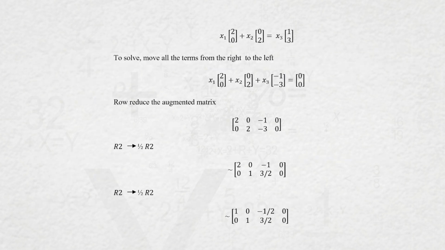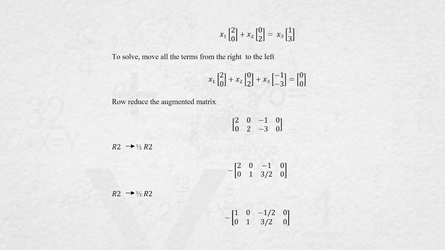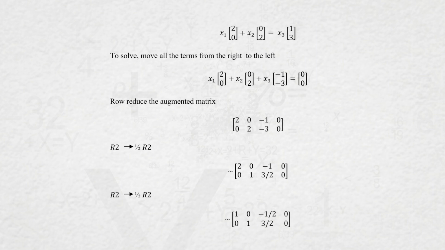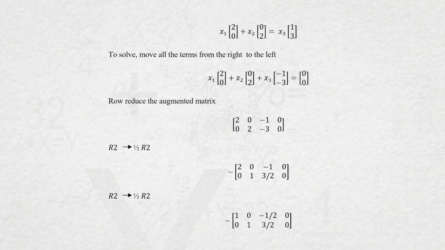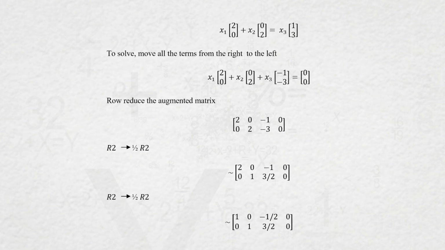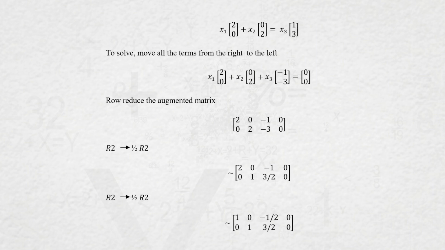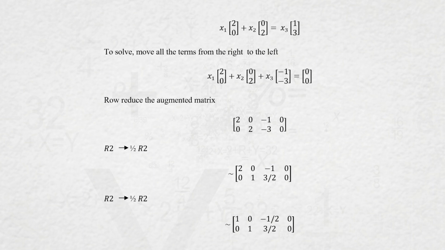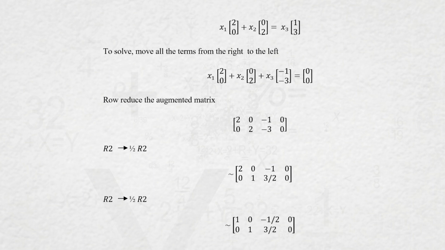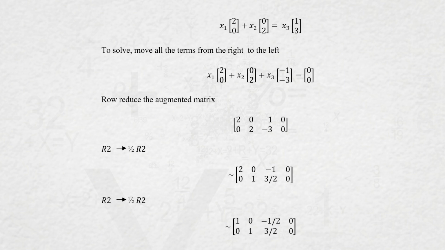To balance the chemical equation, the coefficients x1, x2 and x3 must satisfy the given equation, that is x1 multiplied by the column vector (2, 0) plus x2 multiplied by (0, 2) is equal to x3 multiplied by (1, 3). So, in order to solve, move all the terms from the right to the left. Whatever you get is already listed on the screen, and after that we have to row reduce the augmented matrix, which is also listed on the screen. You have to do the row reduction until we get the echelon form. All the steps are on the screen.